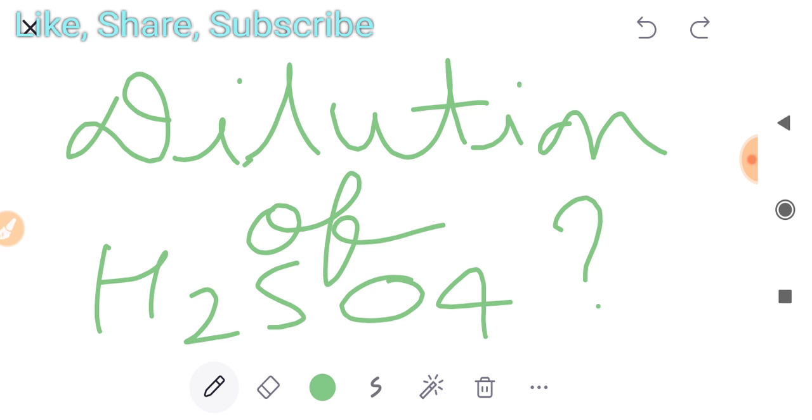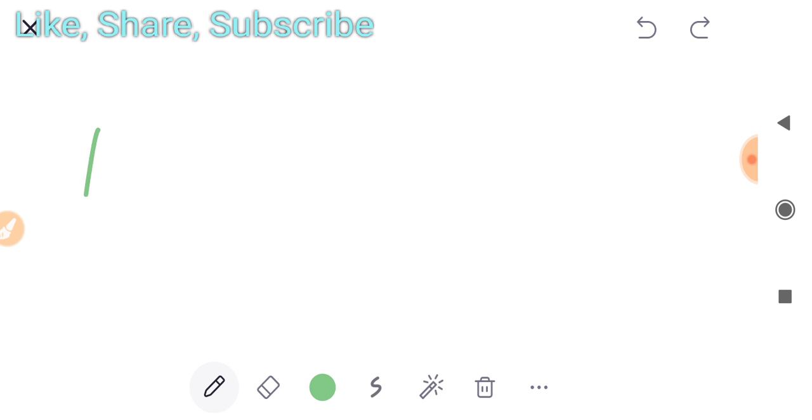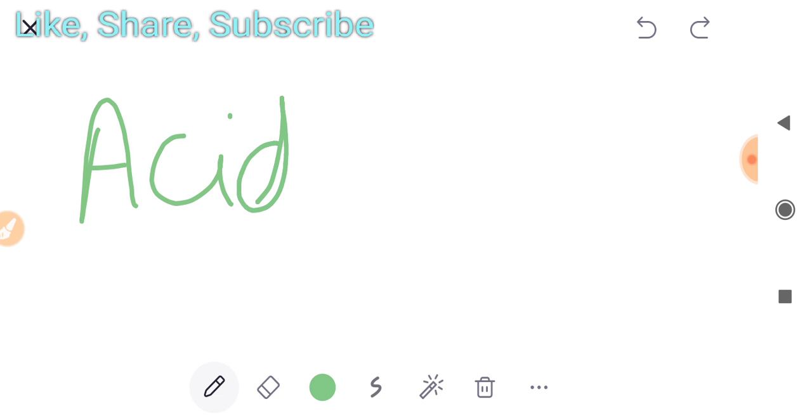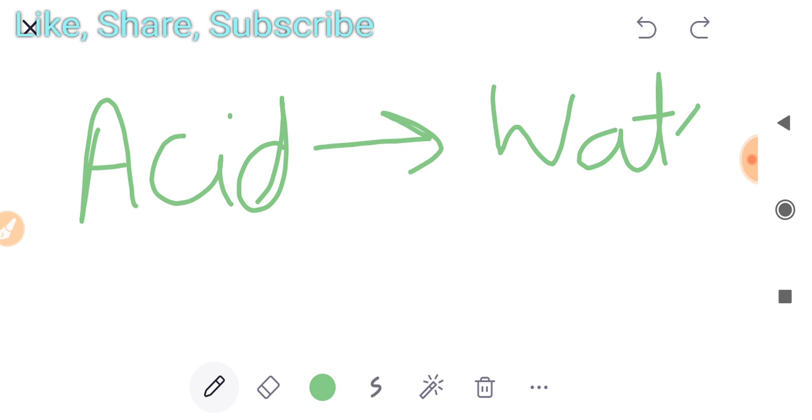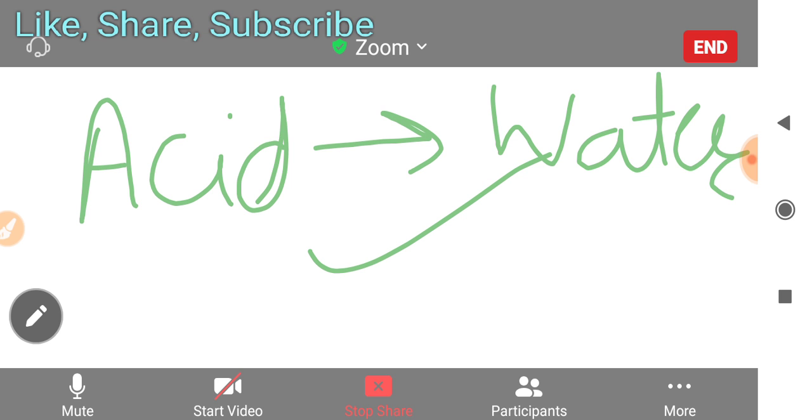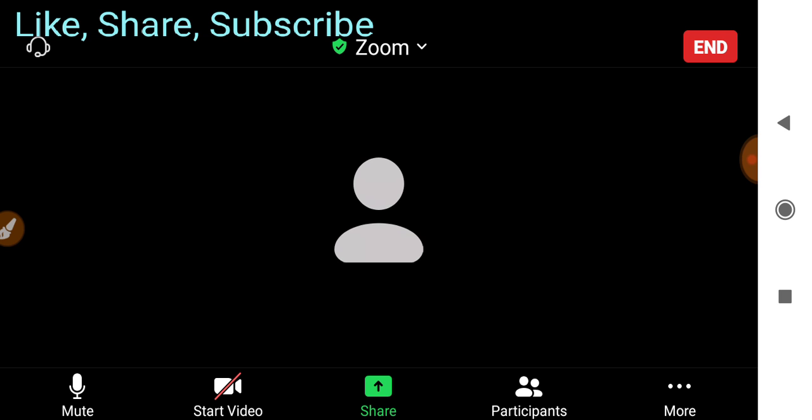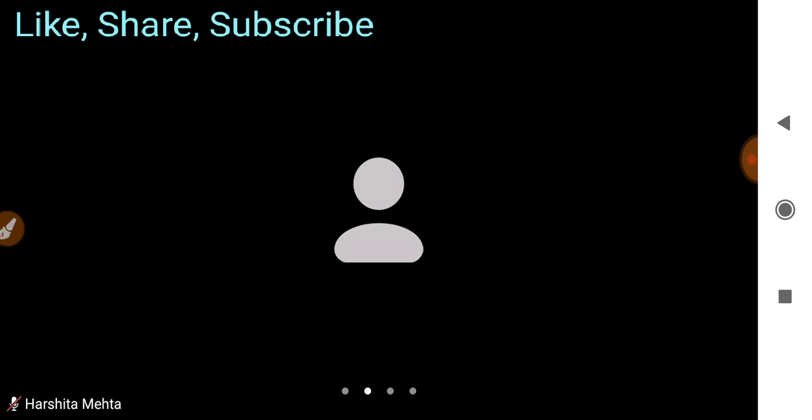Also, one precaution we have to take: when we add acid to water, I write here also, acid to water, you have to remember that. We have to add acid to water. So by this you can remember. Okay, so these are the reactions which we mainly have to understand in this chapter of sulfuric acid. So like this.